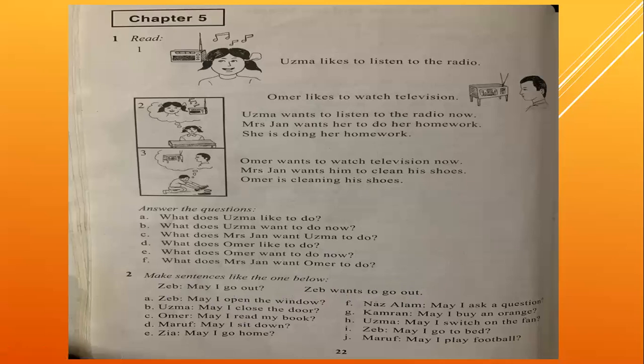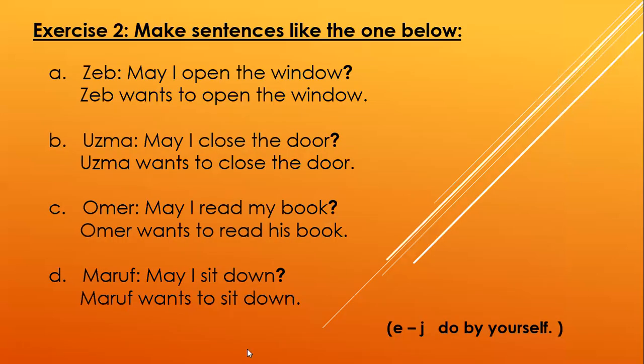Okay, just come with me and I will show you how. Look, Zabe is saying, may I open the window? How do you change it into indirect? Zabe wants to open the window.